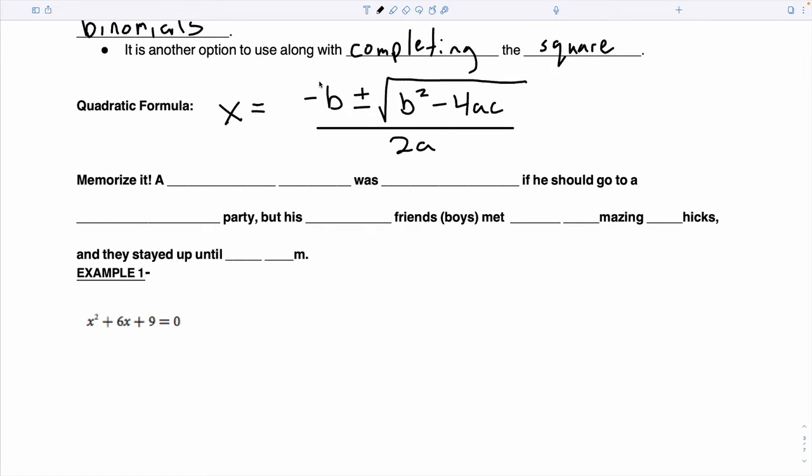Here's how to memorize this gigantic looking thing. A undecided boy. Wouldn't it be an undecided? Yes, it's an English blender. An undecided boy. That's a -b. Keep going. Write a sad boy. Was undecided, plus or minus. He wasn't quite sure if he should go to a radical party. A radical is the same thing as a square root. It also means pretty cool. And a sad boy, whoa.